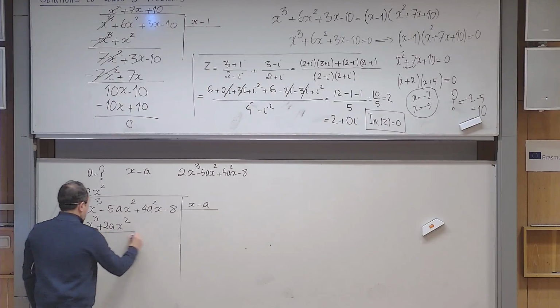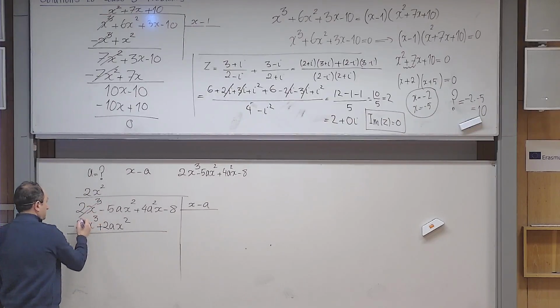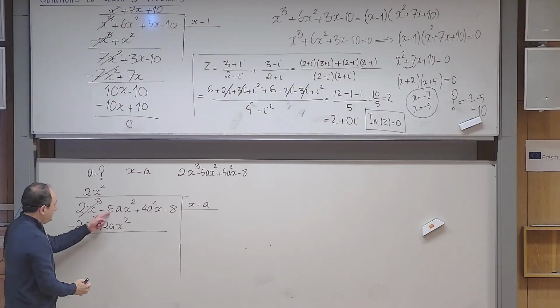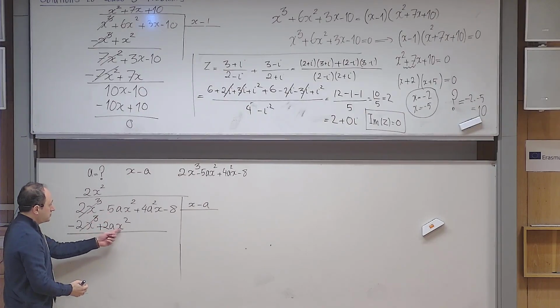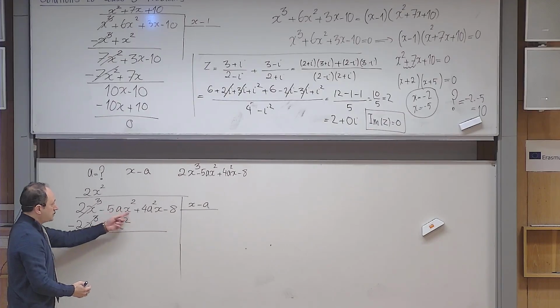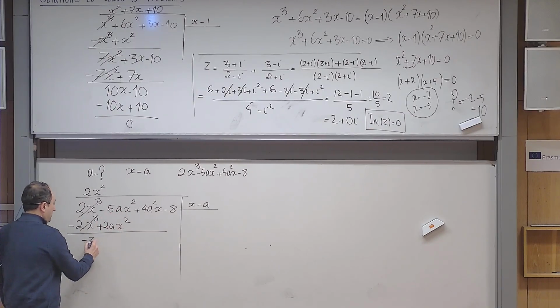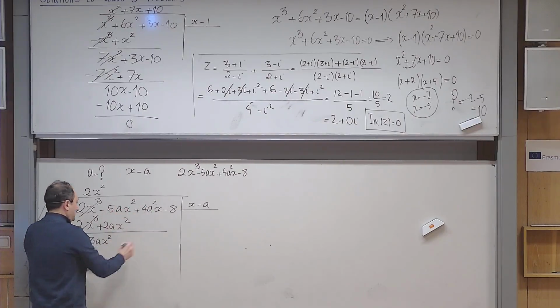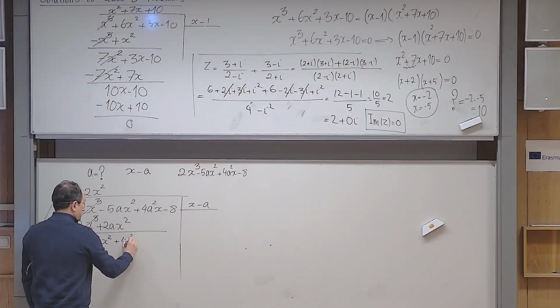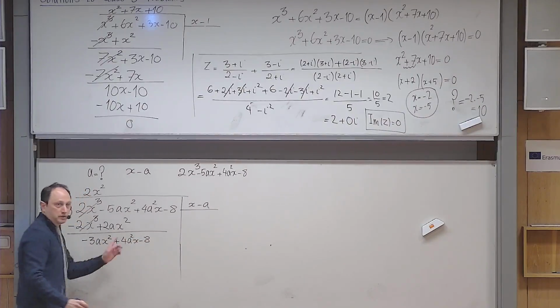But this is very simple now. You see, when I add them, even though the parameter is with you all the time, adding these is simple. 2ax squared minus 5ax squared becomes minus 3ax squared. And then you bring down the other parts.